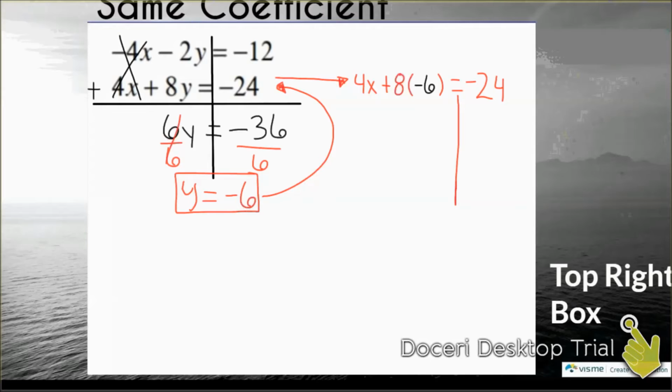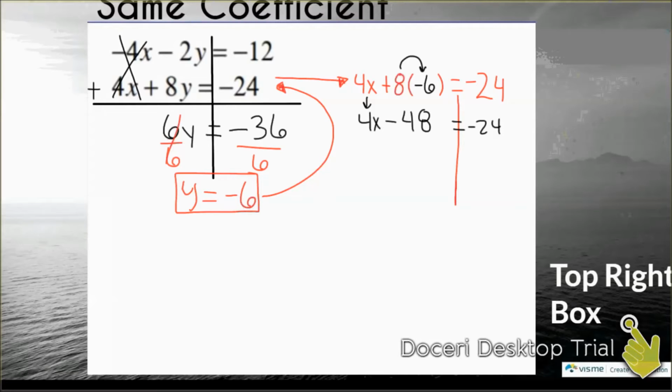Okay, so let's see how we did. So on our left side, we want to go ahead and multiply 8 times -6. So you guys help me. Positive 8 times -6 gives me, and we should have said -48. Okay, and I'm just going to drop down my 4x. So I have 4x minus 48 equals -24.